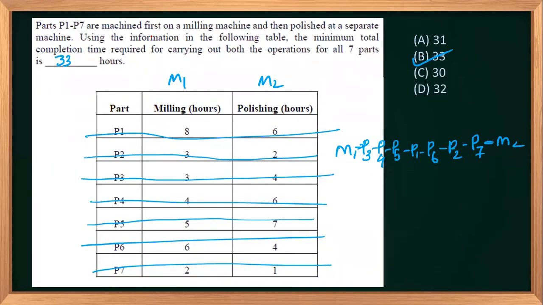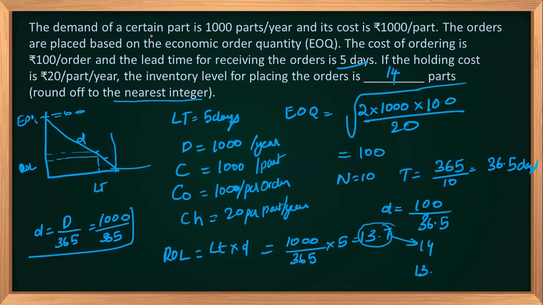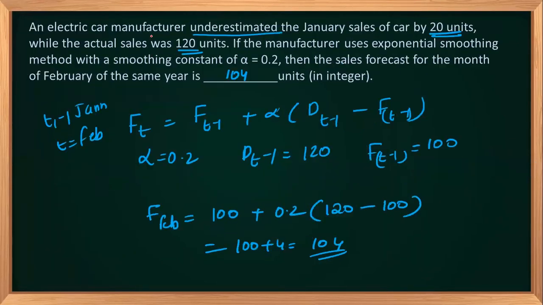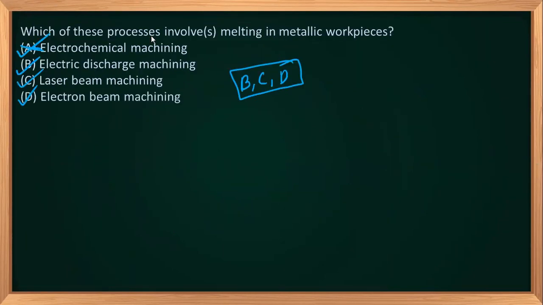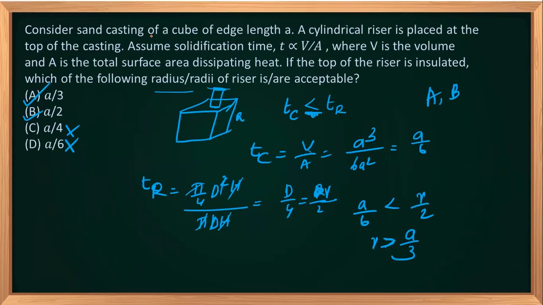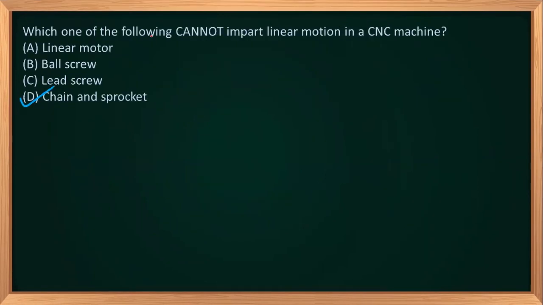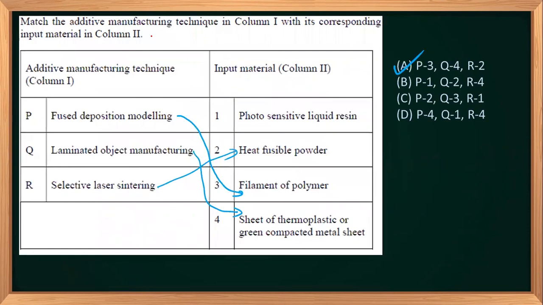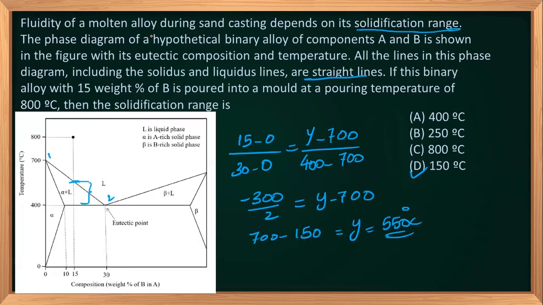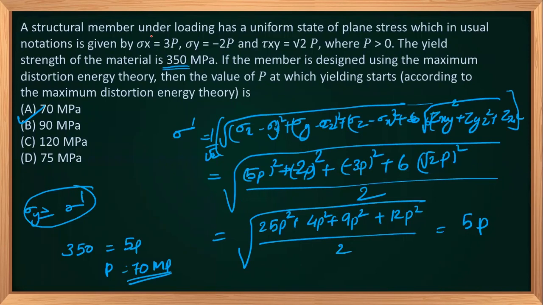Johnson's rule for scheduling. This is also the EOQ thing, very straightforward. Then computation of forecasting. Then some electrochemical machining, then casting. A slight problem is there, right? Then CNC, additive manufacturing, metrology, your basics of the iron carbon diagram. It's not the iron carbon diagram, it's the UTX system, the phase diagrams, right? And you can find this from the other topics also.